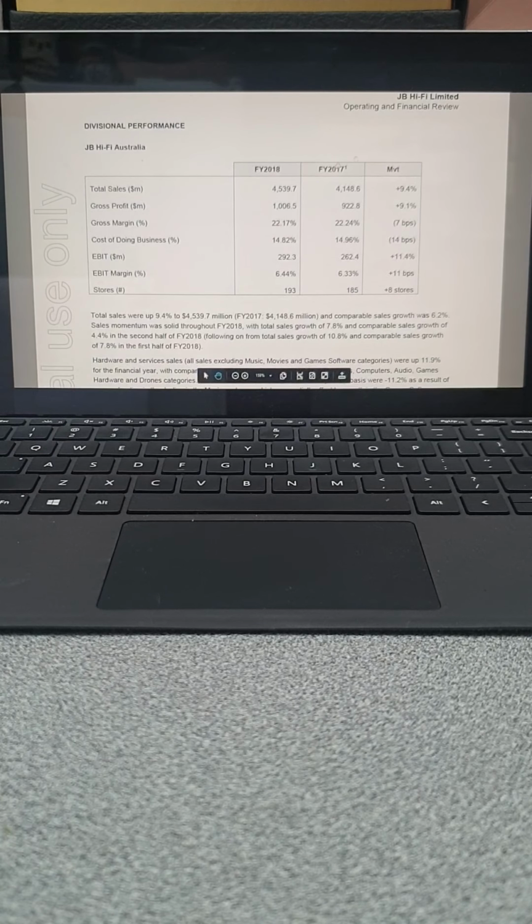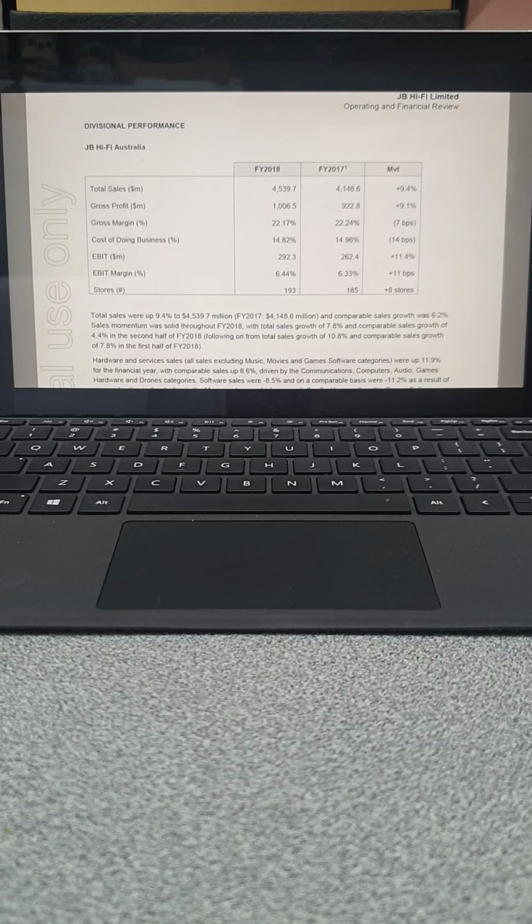Now, the other thing that you will be able to pull up from this review is divisional. So if the organization consists of a number of divisions, and in this case, JB Hi-Fi has got three main divisions, JB Hi-Fi Australia, JB Hi-Fi New Zealand, and The Good Guys, we can actually go in and look at each division and look at some of the figures across each of the divisions and see which ones are contributing profit and which ones are maybe not contributing profit, or get a sense of comparison.